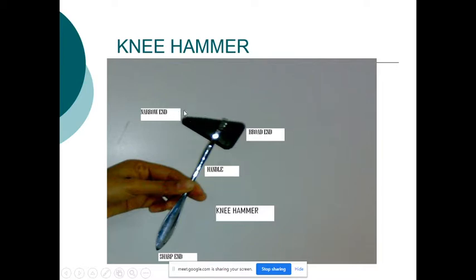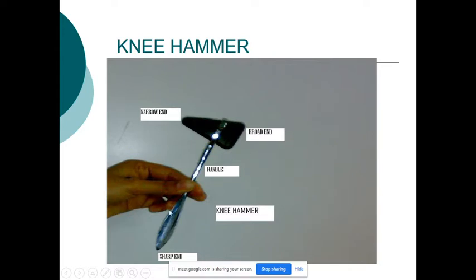Here you have a narrow end. This end is used only in some types of eliciting a reflex. For example, for biceps jerk we use the narrow end. Then we have the jaw jerk, for which we also use the narrow end. Where do we use the broad end? The broad end is used when you are eliciting knee jerk. That's how we use the narrow end and broad end.